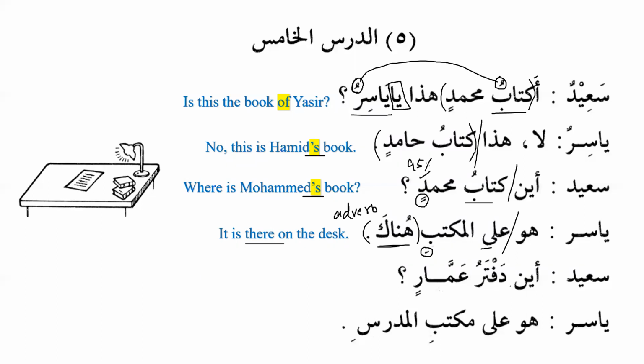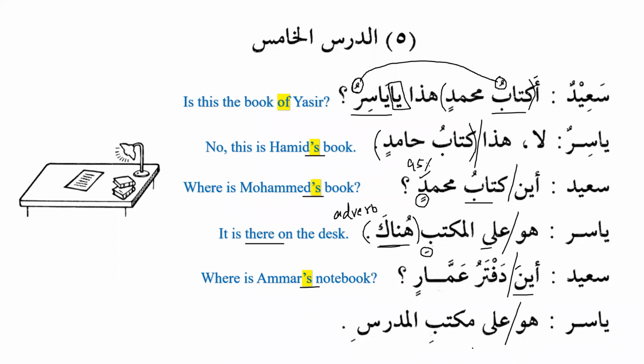Sa'idun aina daftaru Ammarin. Again, subject and predicate. So daftaru Ammarin is subject and aina is predicate, because it's an indefinite noun, and this is a definite noun. The definite noun always comes as mubtada and the indefinite noun comes as predicate. Where is Ammar's notebook? You can see here the apostrophe. It always gives us the meaning of possession. Either we have apostrophe s or we have the meaning of of.